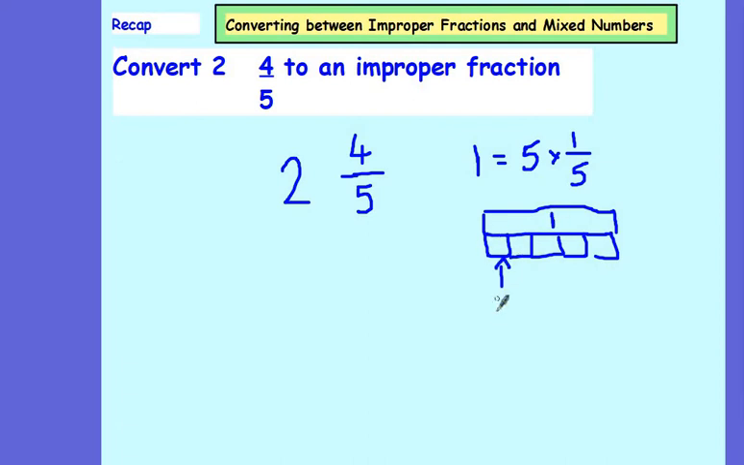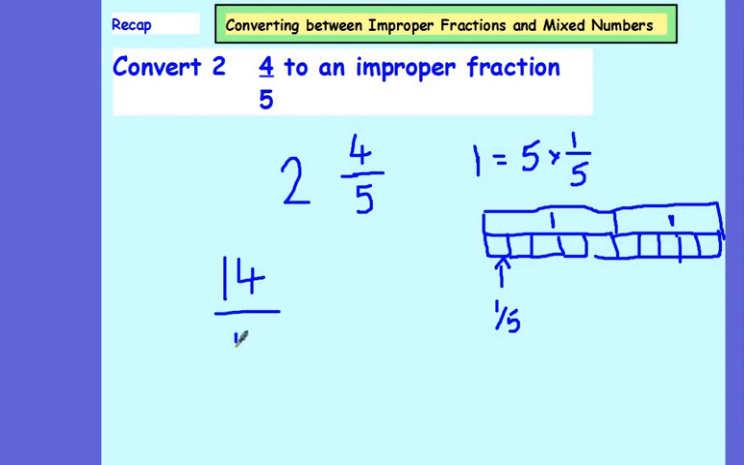Each of these is worth a fifth. So if I've got 2 wholes, I know I've got 10 lots of a fifth, because I've got another one and another 5 lots of a fifth. So altogether, I've got 10 lots of a fifth within that 2 and an extra 4. So altogether, I've got 14/5. I could also work this out by doing 2 times 5 and adding on the 4. 2 times 5 would give me 10 plus the 4, which would give me 14/5.